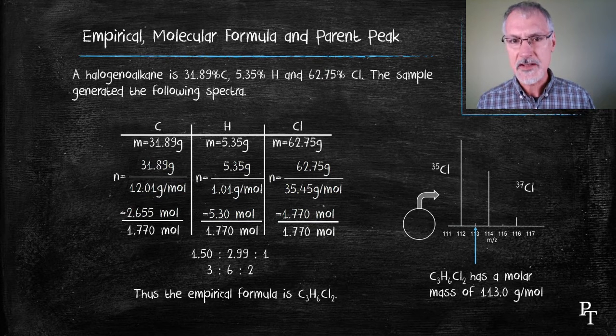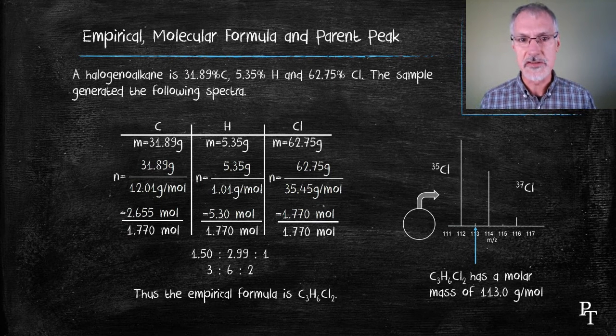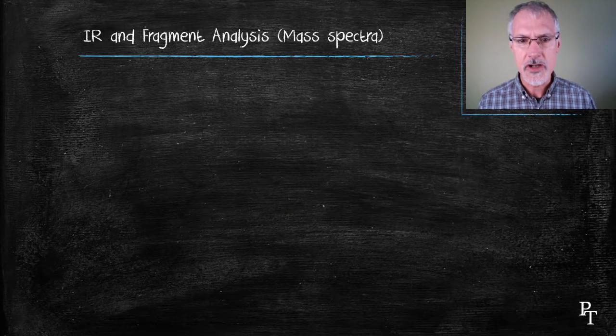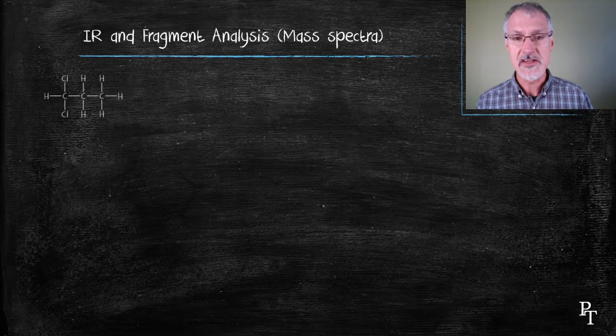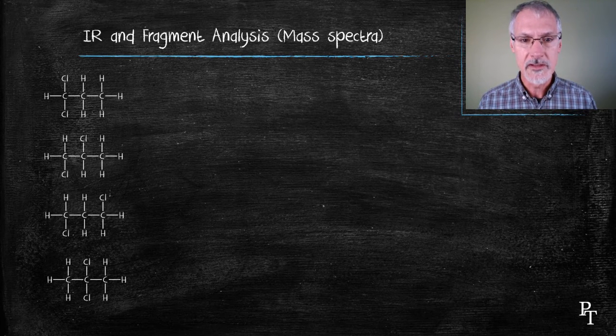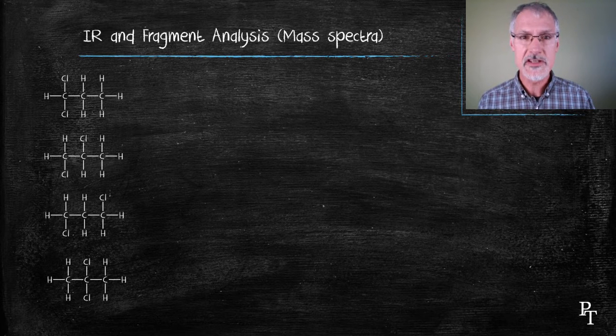Since the molar mass matches closely the mass in the parent peak, I can assume that the molar mass and the empirical formula in this case are essentially the same. So beginning with that molecular formula, I'm going to draw the isomers that are possible based on that formula: 1,1-dichloropropane, 1,2-dichloropropane, 1,3-dichloropropane, and 2,2-dichloropropane.